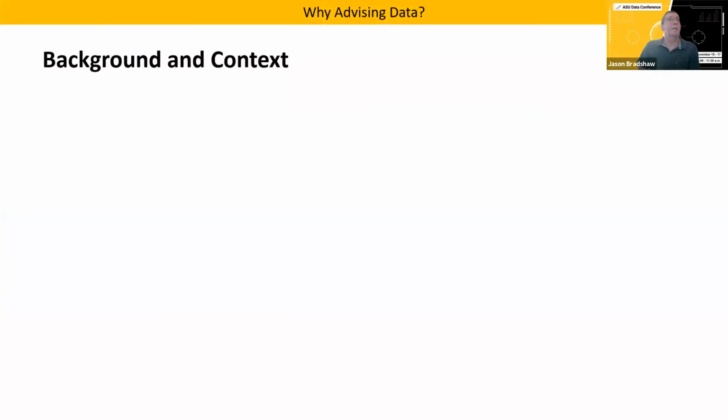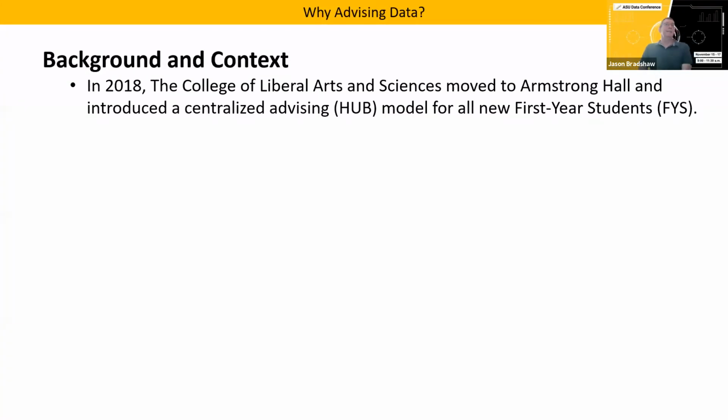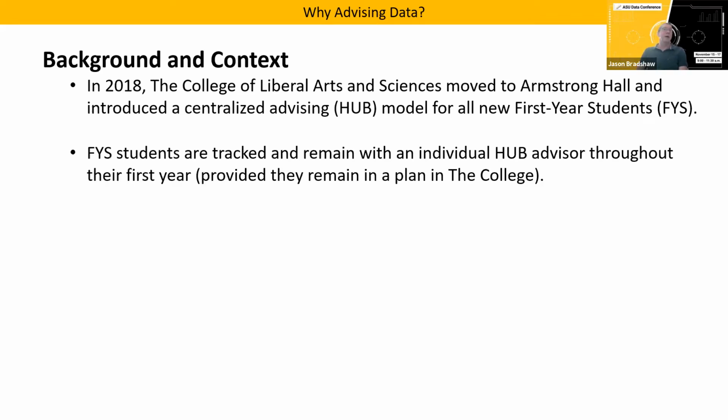So some background and context. In 2018, the College of Liberal Arts and Sciences moved to Armstrong Hall, and as part of that move, we introduced a centralized advising, or what we call the hub model, for mostly our new first-year students. As part of that model, all of our first-year students are tracked and remain with an individual hub advisor throughout their first year, provided they remain in a plan within the college.